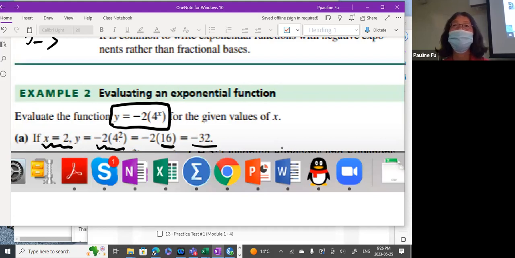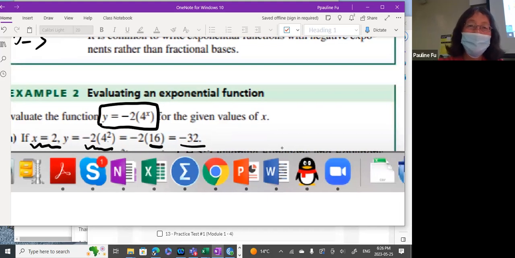So the question is, what is the difference between the power outside the bracket and inside the bracket? Okay, so I'll give you another similar example. If it is negative 2 times 4, bracket, raised to power x, they are different. So this one does not equal this one. Let's figure out what this one is.